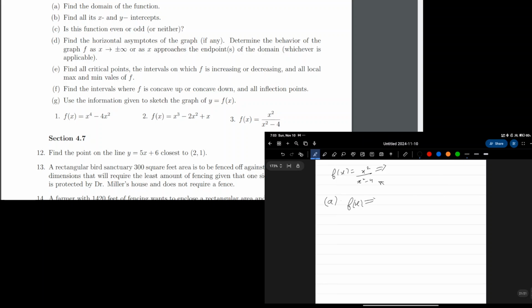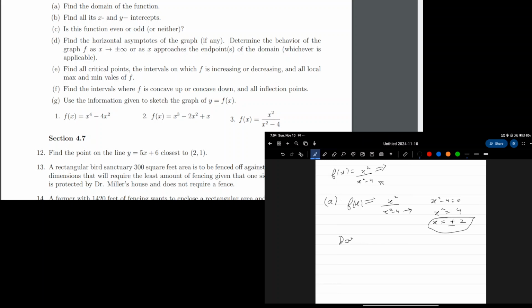So that's why I find the roots of the bottom, the roots of the denominator, x square minus 4. So to find the roots of the denominator, I equate the denominator equal to 0, which is basically x square equals 4. And taking the square root on both sides, I get plus and minus 2. So my domain can be any of these numbers except plus and minus 2. The plus and minus 2 leads me to a vertical asymptote.